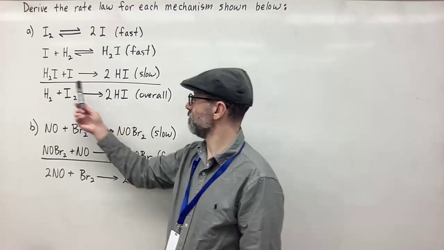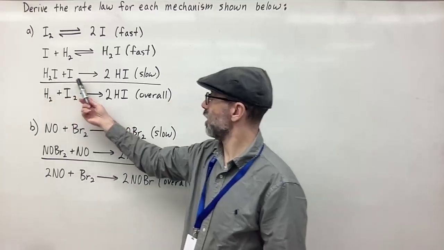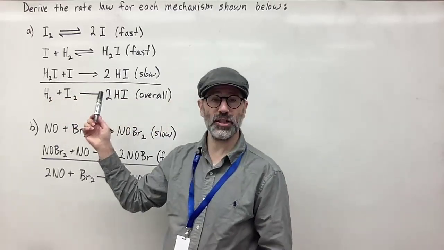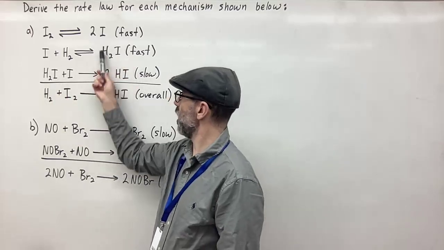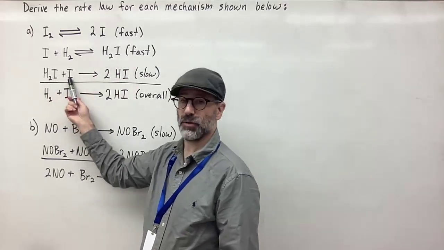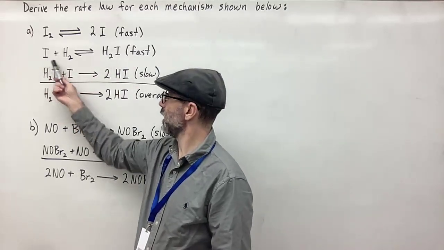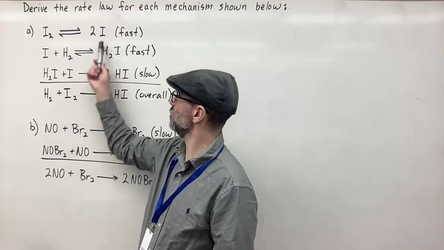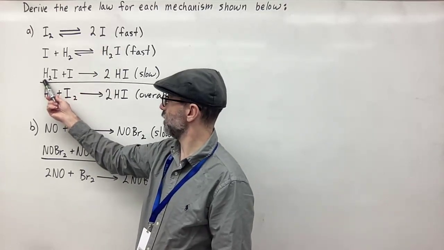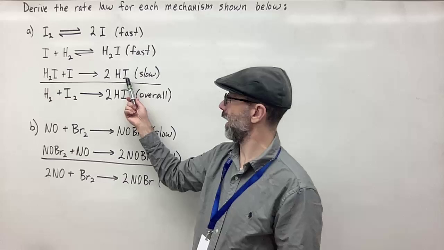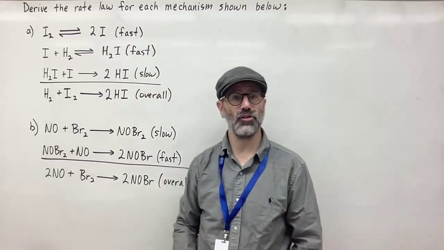Then the third and final step is the slow step. This is the rate determining step. This is where the H2I is taken and reacts with I from here, right? So you have I again. The I is going to react again with H2I to form 2HI. And this is the slow step.